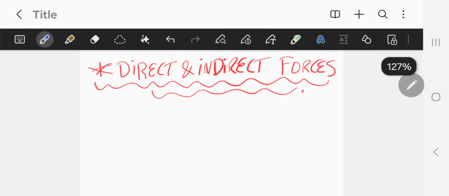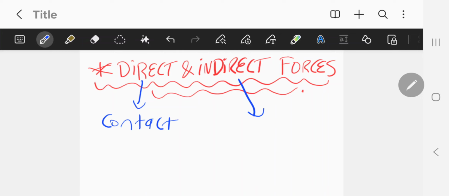Now there's different types of forces. There's direct and indirect. Another word for direct in science is contact, and indirect is non-contact. I taught my students this in class. Think back to COVID days, those nasty days. Non-contact means there's no physical touching between people. People need to separate, maintain a distance.